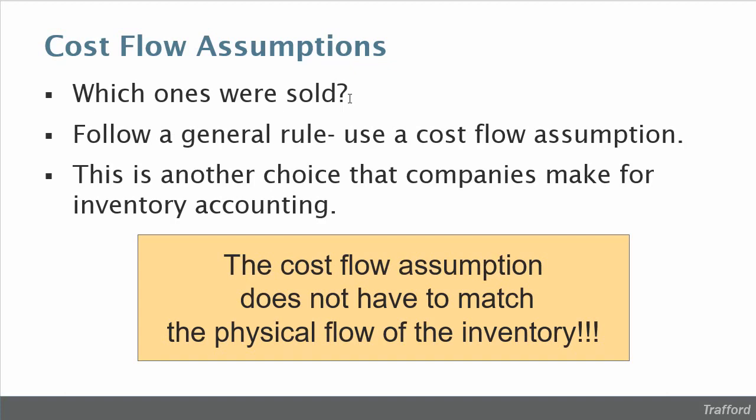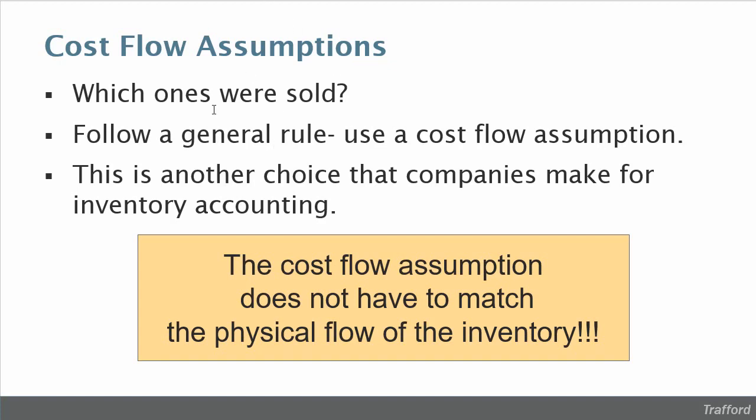So they have to pick if they want to use perpetual or periodic, and they have to choose a cost flow assumption for each one of their major categories of inventory. And they don't have to use the same cost flow assumption. They can use a different assumption for different types of inventory. Once they choose a cost flow assumption, however, they need to use it consistently.